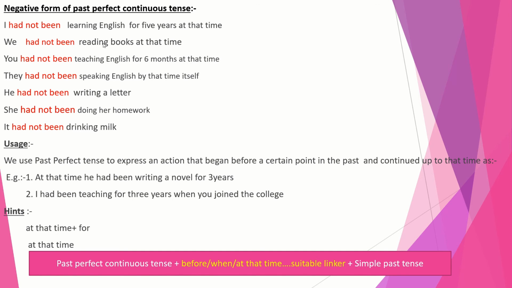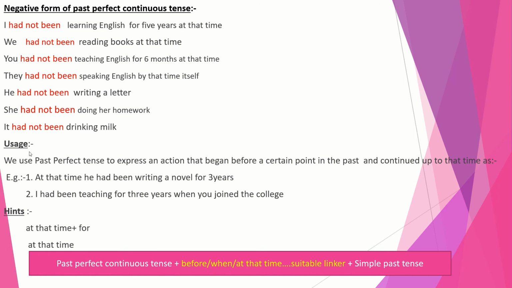We had not been reading books at that time. You had not been teaching English for 6 months at that time. They had not been speaking English by that time itself. And he had not been writing a letter. She had not been doing her homework. It had not been drinking milk. So this is how we have to write negative forms of past perfect continuous tense.